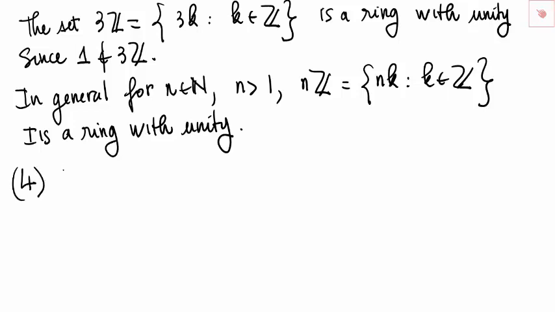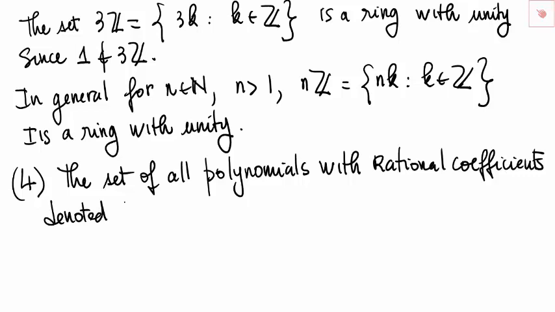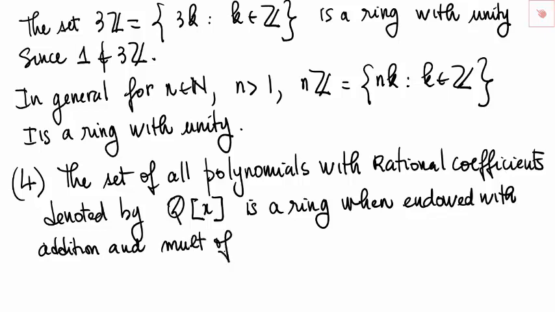Here's another example. The set of all polynomials with rational coefficients, denote such a set Q[x], is a ring when endowed with addition and multiplication of functions in the usual manner.